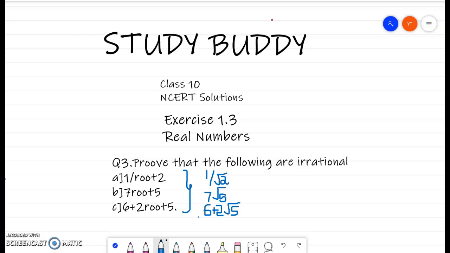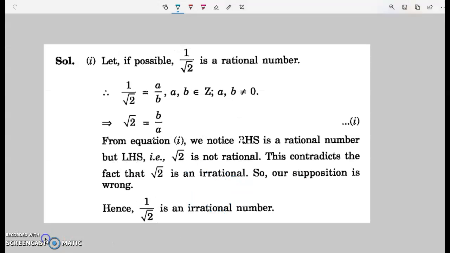So today we are going to solve the third problem of exercise 1.3 from the real numbers chapter. So let's get started with the third problem. Question number 3. Prove that the following are irrational. So we are supposed to prove that 1 by root 2 is an irrational number. So let's go ahead with the solution.